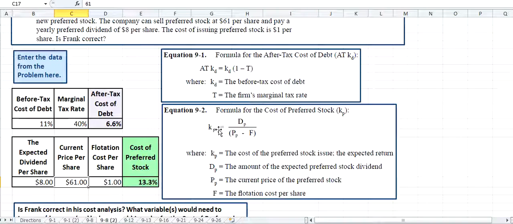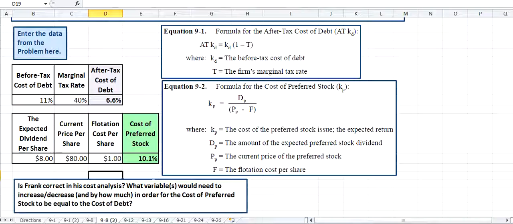In order for KP to come down, then the denominator is going to need to come up, right? So what's in the denominator? Well, the current price of the preferred stock minus the flotation cost. So if the current price of the preferred stock in the denominator were to go up, that's going to bring this overall expression, or the cost of preferred stock, down. And we can see that if we just come over here and type in something higher. Let's just go up to 80, and you can see that that's going to bring the cost down.